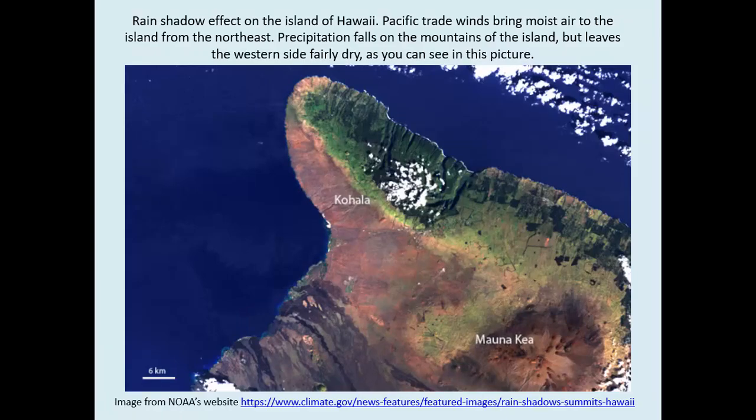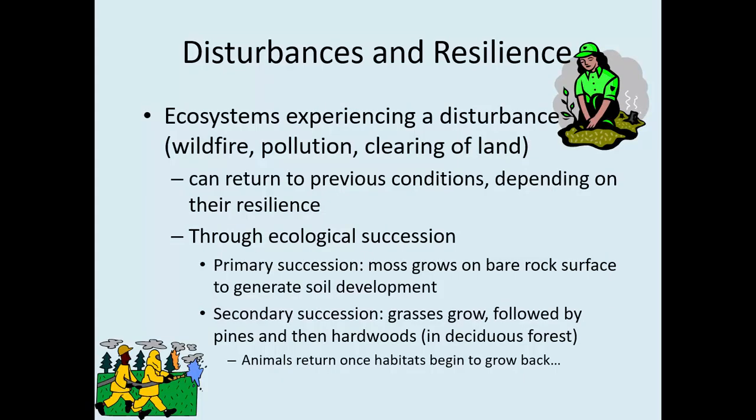So that would be an example of a microclimate. Another discussion about biomes and how they might change over time or might be different from what you'd expect has to do with disturbances. Ecosystems can experience a disturbance that would change what plant life is able to be there. For example, if a wildfire comes through, it's going to burn up the vegetation in the area, or if there's a pollution event, or if bulldozers come and clear the land to put in a field of crops, then that would disturb the landscape.